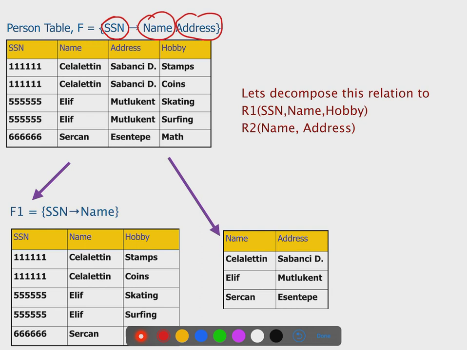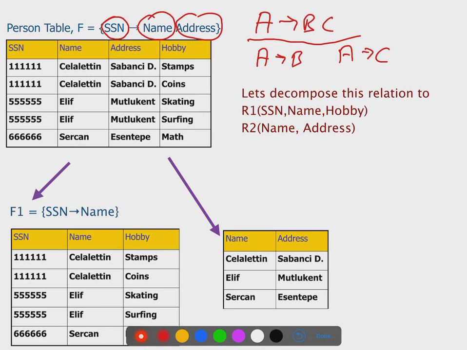So remember from the topic of functional dependencies, when we have a functional dependency like A determines BC, this is equivalent to A determines B and A determines C. So we can decompose this functional dependency into two functional dependencies. So for the case of SSN determines the name and the address, we'll have two functional dependencies. SSN determines the name and SSN determines the address.